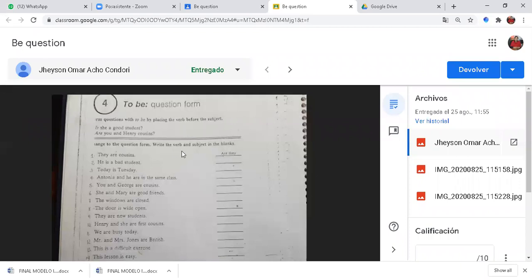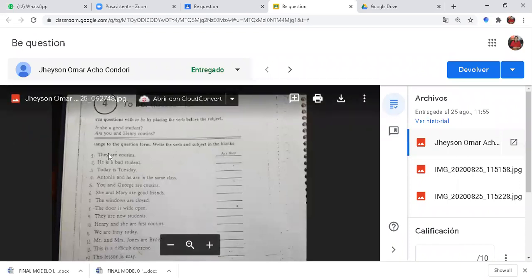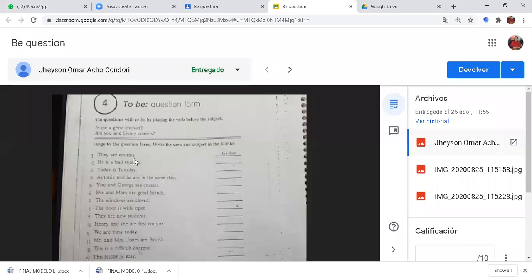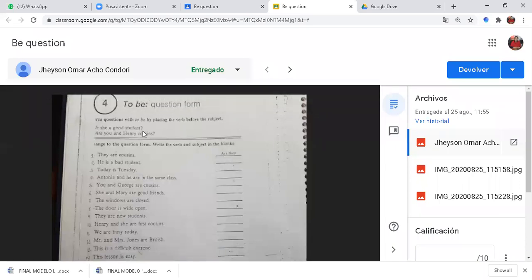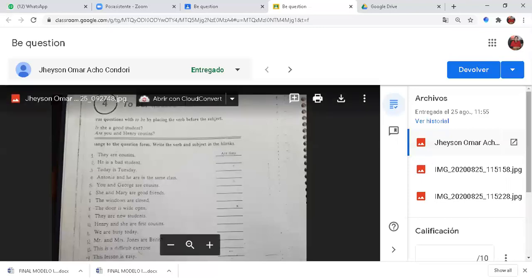Question form, write. Example, they are cousins. Oh, in this example, is she a good student? Question. Are you and Henry cousins? Okay, now change the question. Change into question this sentence. Okay, number one, they are cousins. Are they cousins? Number two, volunteers?